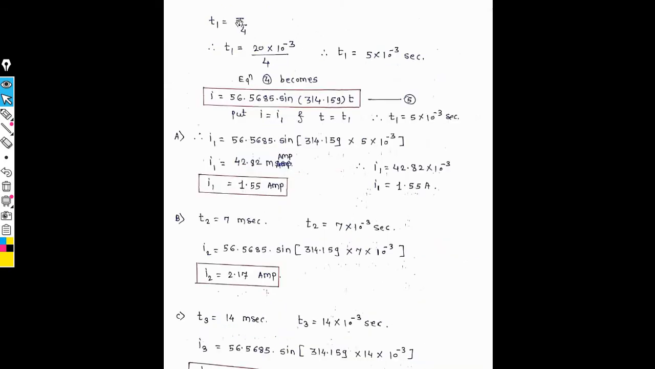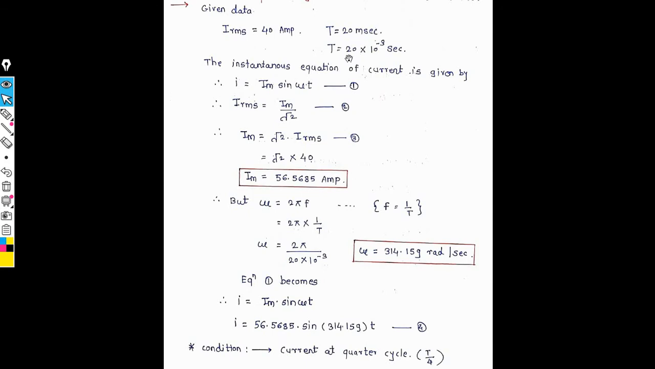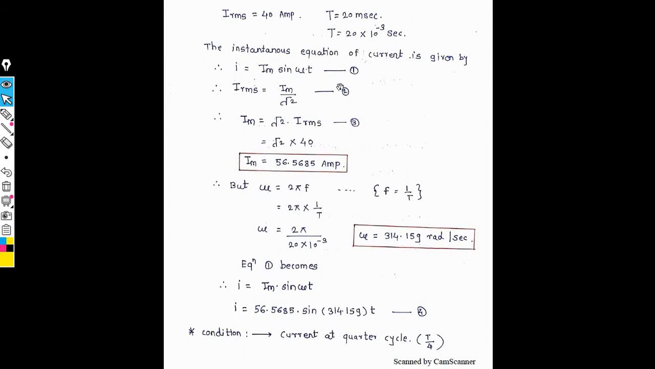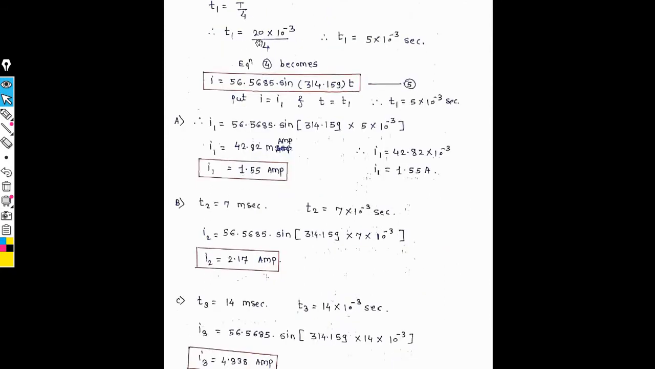Then T1, which we have considered as the initial time, is equal to T by 4. The value of T is already here, 20 into 10 raised to minus 3 second. Put this value here, T1 is equal to 20 into 10 raised to minus 3 by 4. That is T1 is equal to 5 into 10 raised to minus 3 second. First we have to obtain T1, and this value will be important to find the instantaneous current.